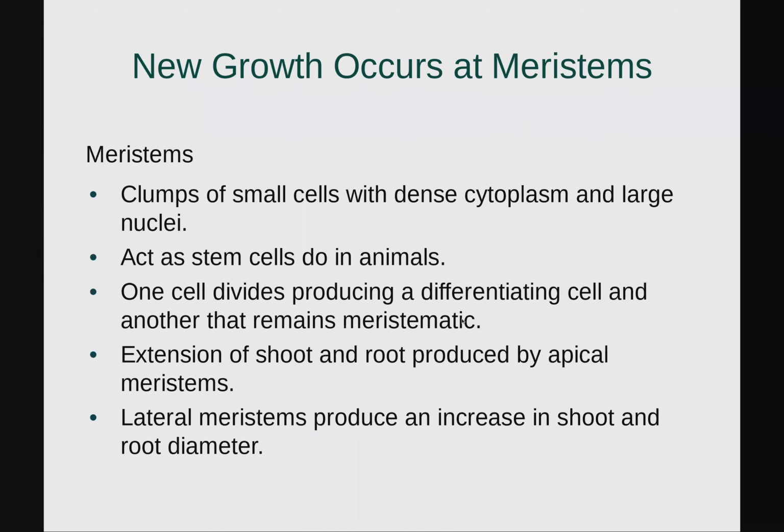So meristems is where the new growth occurs, but apical meristems basically push the plant out into the world. And then the other aspect we have here, what we call lateral meristems, they increase shoot and root diameter. So essentially they make the plant have more girth.